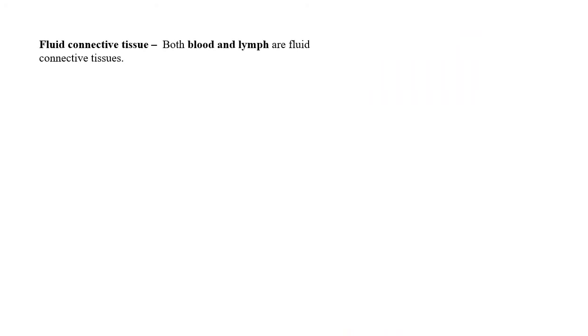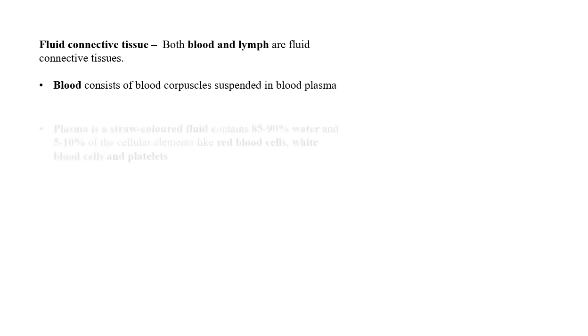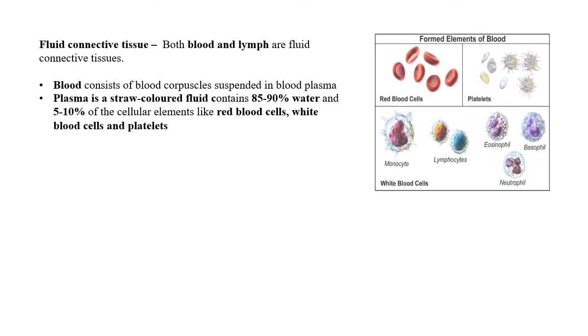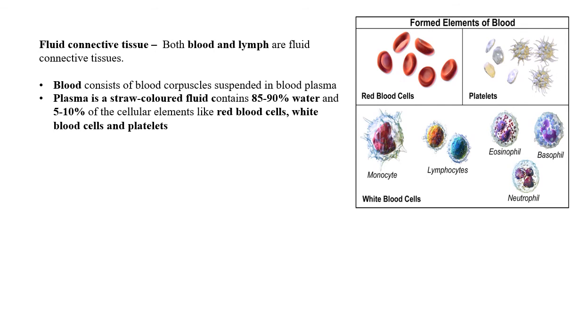Fluid connective tissue, blood and lymph. Both blood and lymph are fluid connective tissues. Blood consists of blood corpuscles suspended in blood plasma. Plasma is a straw-colored fluid which contains 85 to 90% water and 5 to 10% of cellular elements like red blood cells, white blood cells, and platelets.